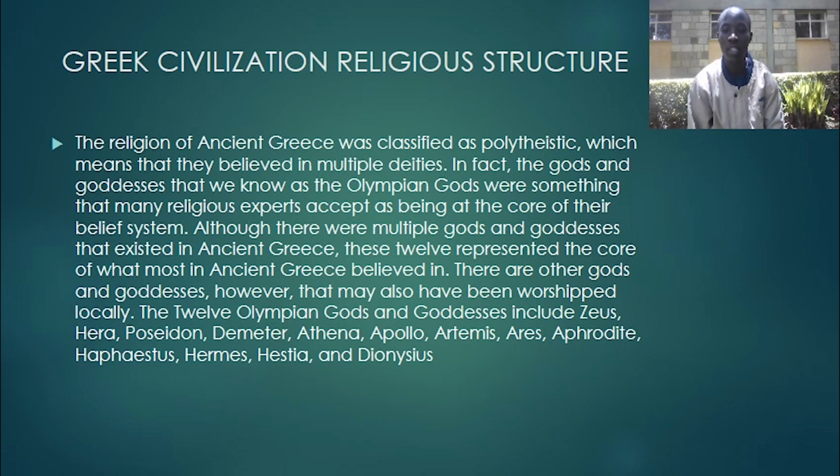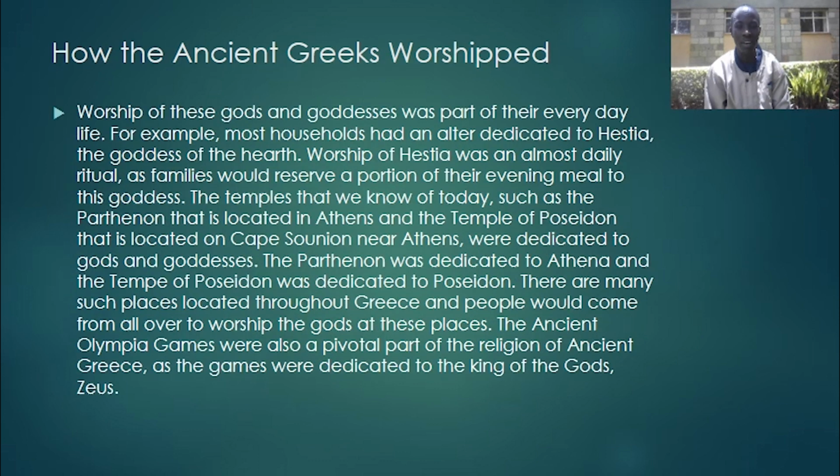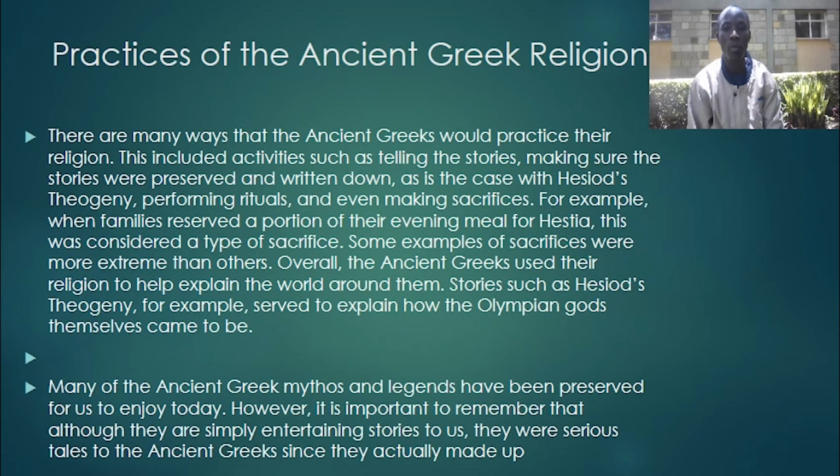So they would meet in the temple for worship. Remember that worship was their daily activity. They would go to the temple every day to perform their worship. They would sing, they would pray, they would do everything that entails worshiping in the temple. And Hestia was the most daily ritual and was the most worshipped god in this civilization.